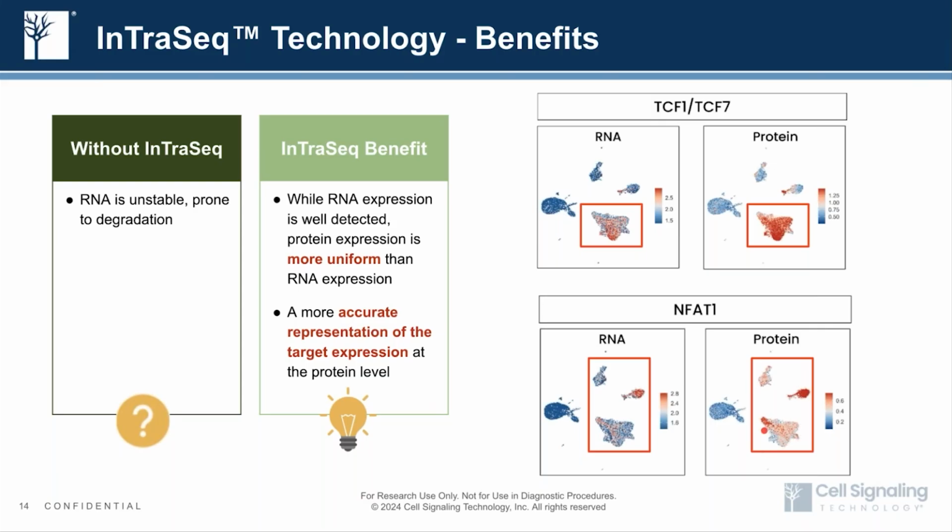So with that data, what we're trying to say is that you get a uniform expression of your target using the InTraSeq protocol, and an accurate representation of that target expression that is observed at the protein level. And that could be due to many reasons. We know that in a cell, there are many more protein molecules compared to transcripts. That could be a reason why you have a more accurate representation of the target expression. And you could arguably say that protein is more stable than RNA, and that could be why you have a good uniform expression.